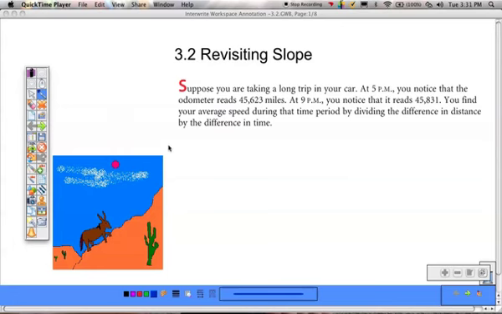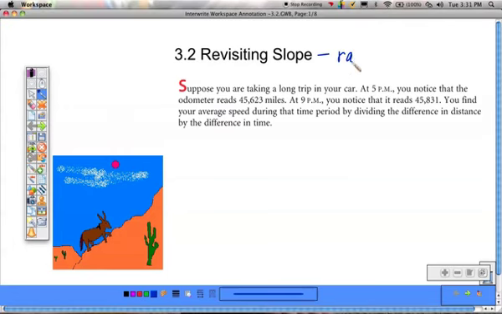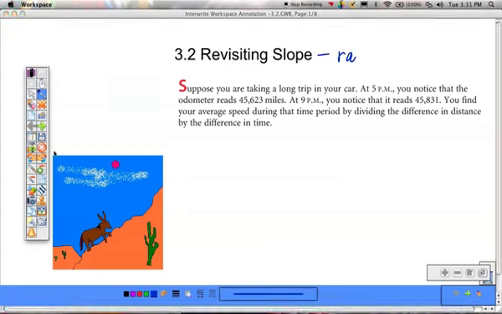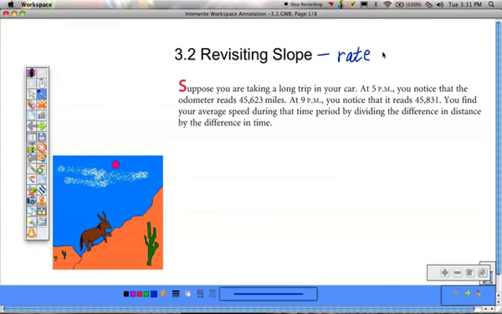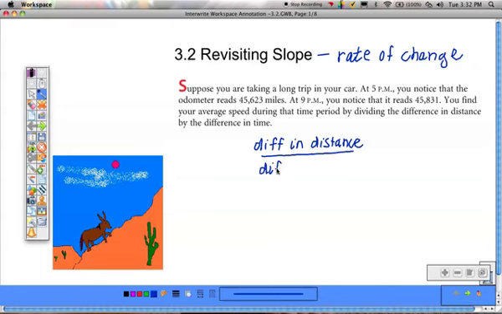All right, so here's a definition of slope. Definition of slope is rate of change. Okay, so here we're dividing the difference in distance by the difference in time, and that'll tell us our average speed.